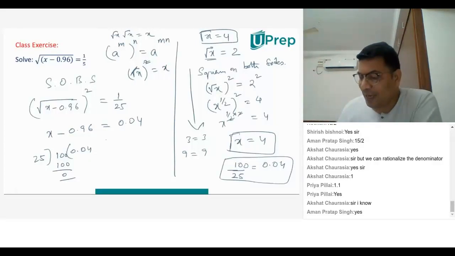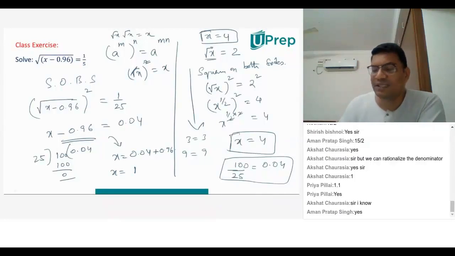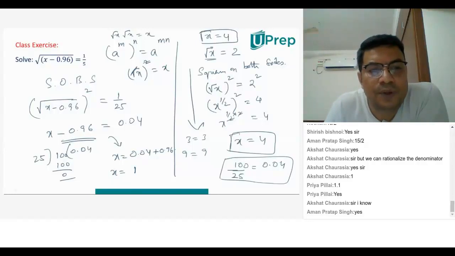So now let's come back. The problem: x is equal to 0.04. This minus 0.96, if it goes to the right hand side, will be plus 0.96. So if you add 0.04 and 0.96, the value of x will be 1. So Priya, I hope you understood where you went wrong.